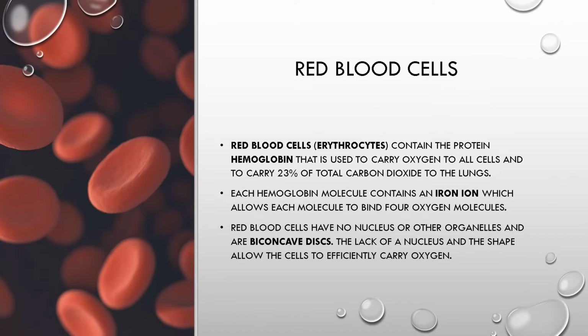Okay, red blood cells, remember these are also called erythrocytes. These contain the oxygen-carrying protein hemoglobin. And this is the pigment that gives whole blood its red color. So this is an important little protein here.